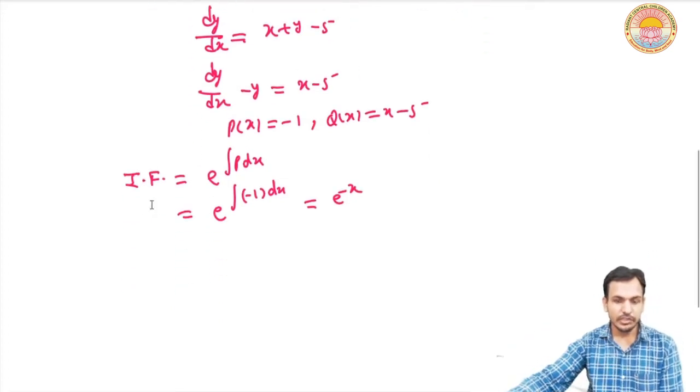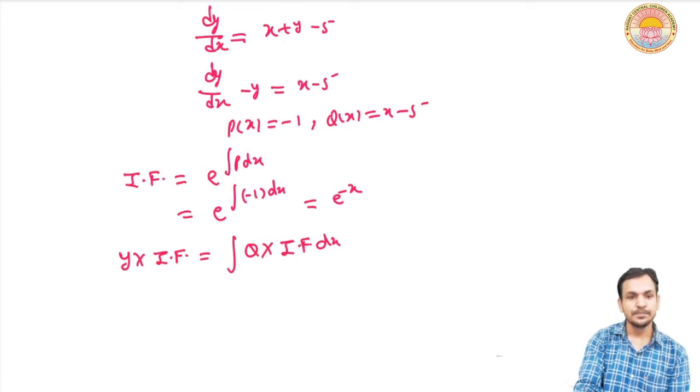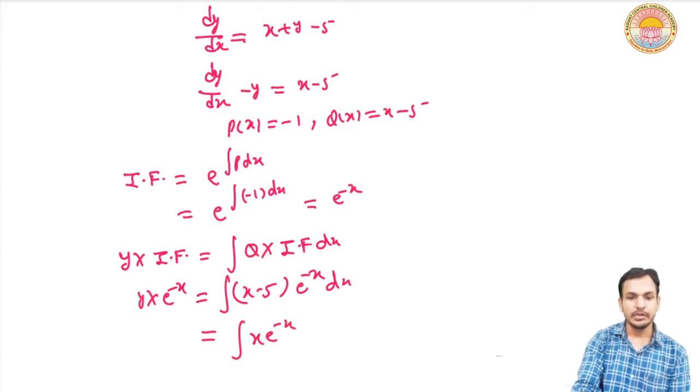Now to find the general solution we will write y into integrating factor is equal to integration q into integrating factor dx. Integrating factor is e raised to the power minus x, so y into e raised to the power minus x is equal to integral q is x minus 5 and integrating factor is e raised to the power minus x. So now if we integrate this by using by parts, then the obtained solution will be the general solution.